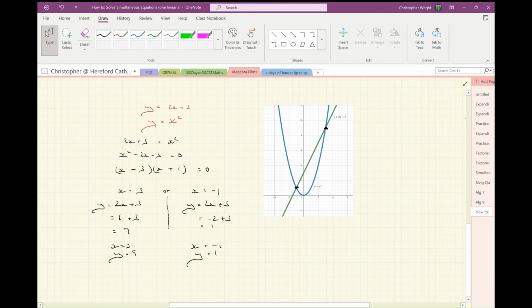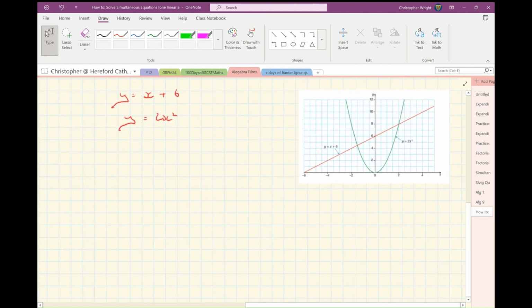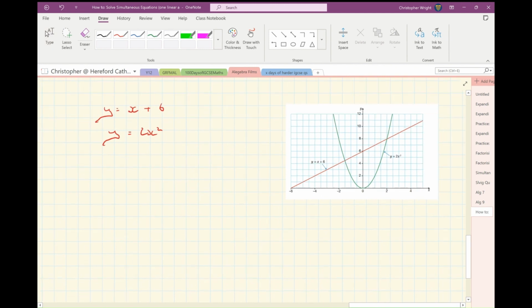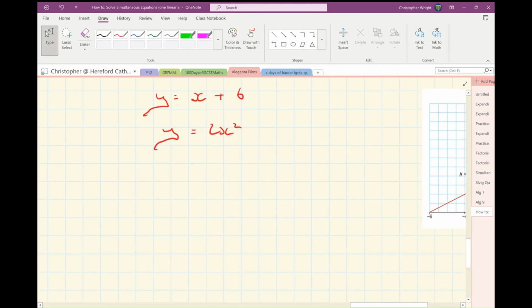Okay, one more to try yourselves. Here we go. Have a go at this one. Again, I've drawn the graph for you, so you can see that we're expecting two solutions. So perhaps pause the film and have a go. Okay, I'm going to do this one now.